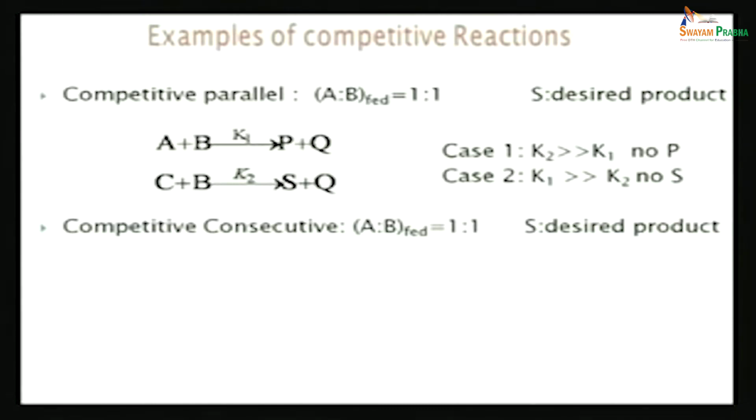Let's talk about case 2 first, which is easier, where K1 is much greater than K2. The first reaction is much faster than the second reaction. Because A and B are fed uniformly in the ratio of 1:1, what will happen? Very simple. All of B will react with A to form P, and no S is formed. So S, our desired product, is not going to be formed.